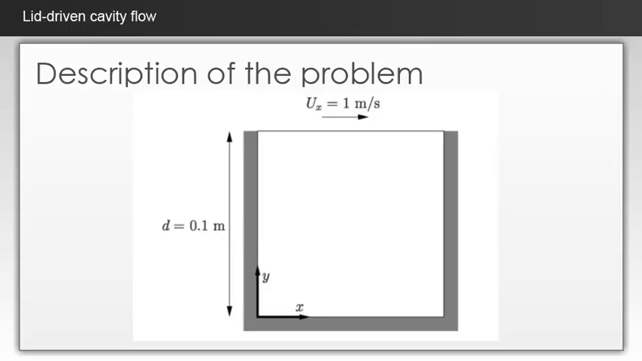A representation of the problem is shown in the figure. The boundaries of the square are walls. The top wall moves in the x direction at a speed of 1 meter per second. The other three walls are stationary. Initially, the flow will be assumed laminar, and will be solved on a uniform mesh using the icoFoam solver, which has been written for laminar, isothermal, incompressible flow.